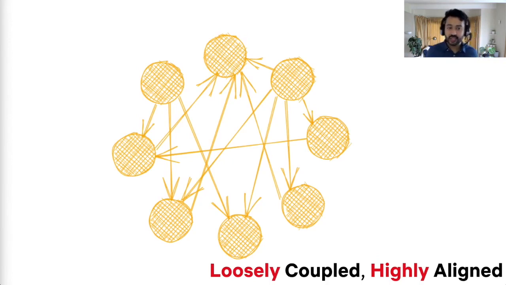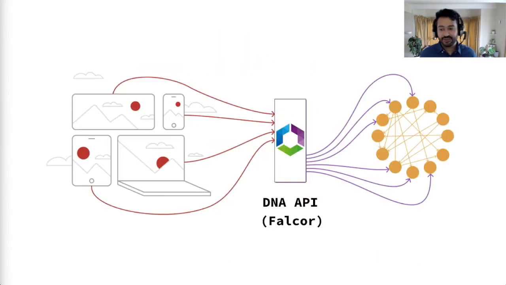But is Federation the right choice for you? That's only up to you to decide. But wait, we're not done yet. Remember this DNA API, which implemented Falcor? We still need to move to GraphQL.